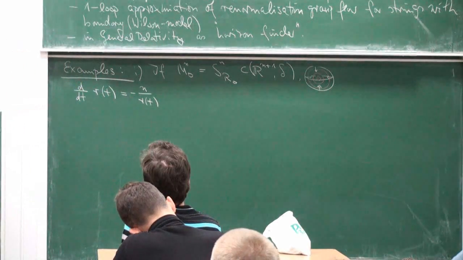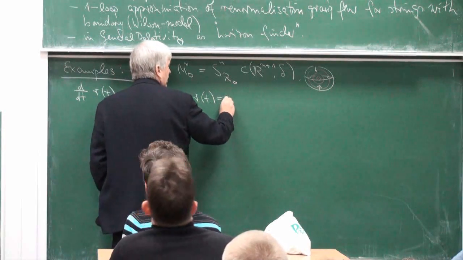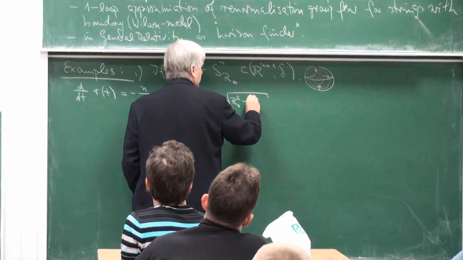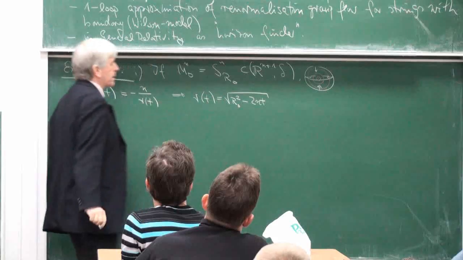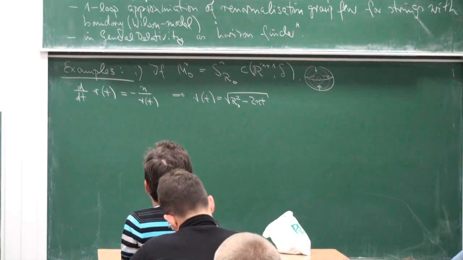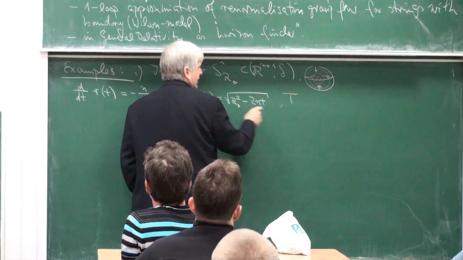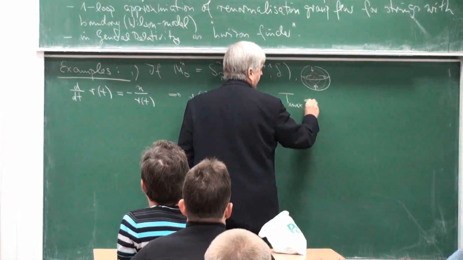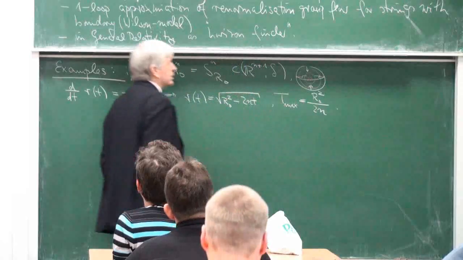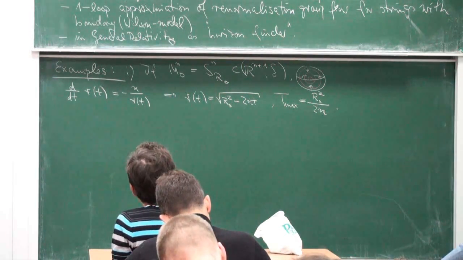This is an ODE, and you just solve it, and you get that the radius at time t is equal to the square root of the initial radius squared minus 2n times t. So the sphere shrinks in finite time to a point, and you can see the time here. The maximal time in this case is the initial radius squared over 2n. So the sphere shrinks to a point in finite time.